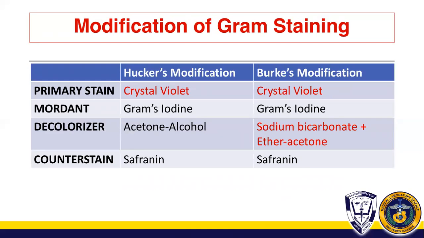Now, Burke's modification retained crystal violet as the primary stain, safranin as the counterstain, and Gram's iodine as the mordant. However, it changed the decolorizer into sodium bicarbonate and ether acetone. So that's Burke's modification.